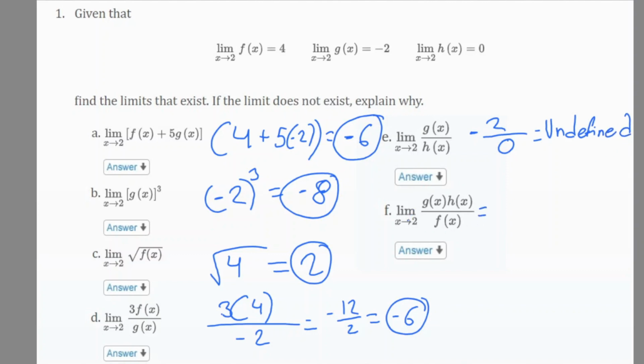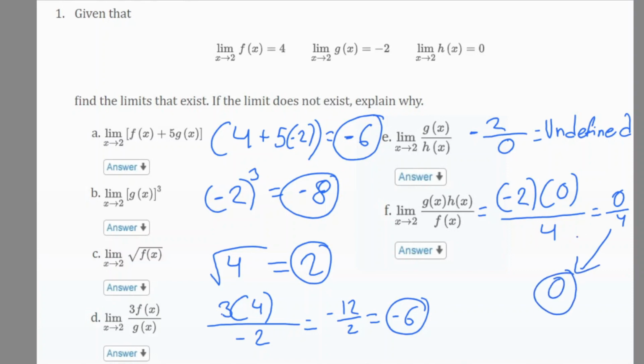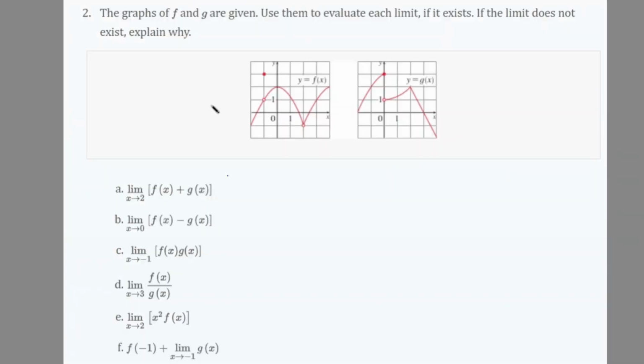And this question is the limit as x goes to 2 of g(x) times h(x) over f(x). So g(x) is negative 2 times 0 over 4. Now this would just give us 0 over 4, which gives us straight 0, because there's 0 in the numerator. So that's number 1. Alright, let's move on to number 2.